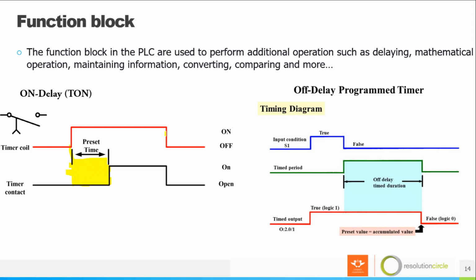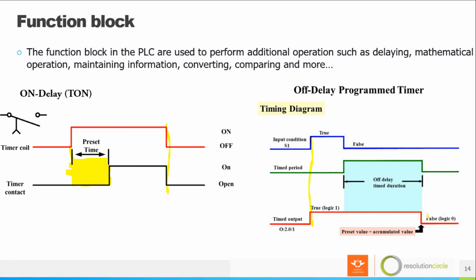The moment your input is no longer receiving power, your output will be off immediately, unlike the off delay. For an off delay to start counting, your input must be high. And as long as your input is high, your output will be high.